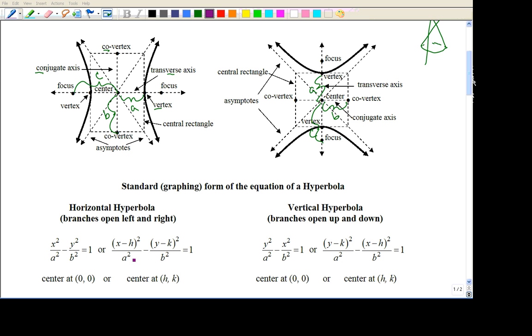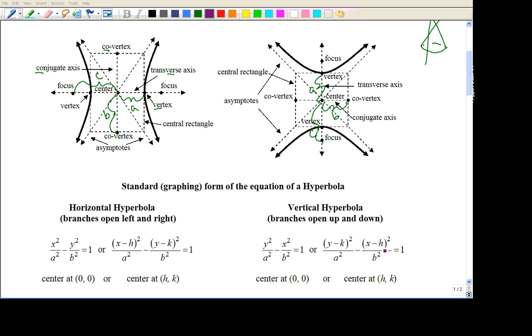But on ellipses, to figure out if it's horizontal or vertical, we switch the a and the b. For hyperbolas, we switch the numerators, the x and the y. So the a squared and b squared are always in the same place with a minus sign in between, always equal to 1. It's horizontal if you have your x minus h on the left, and it's vertical if you have your x minus h on the right.